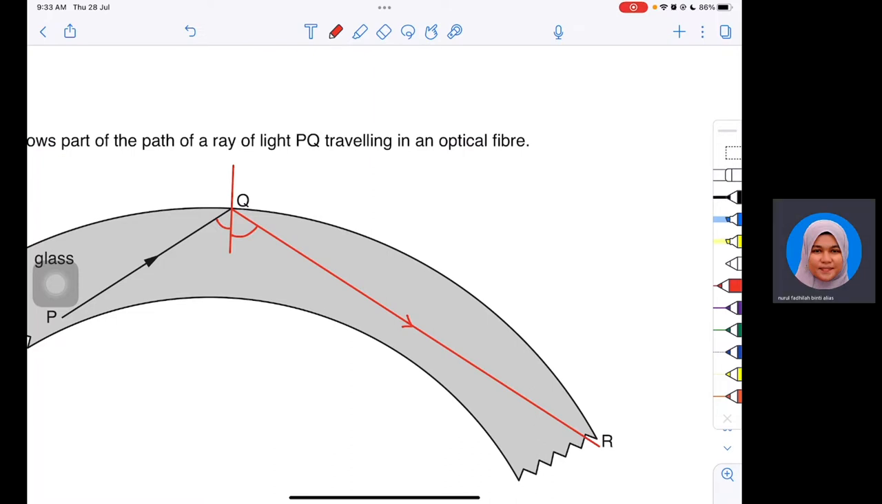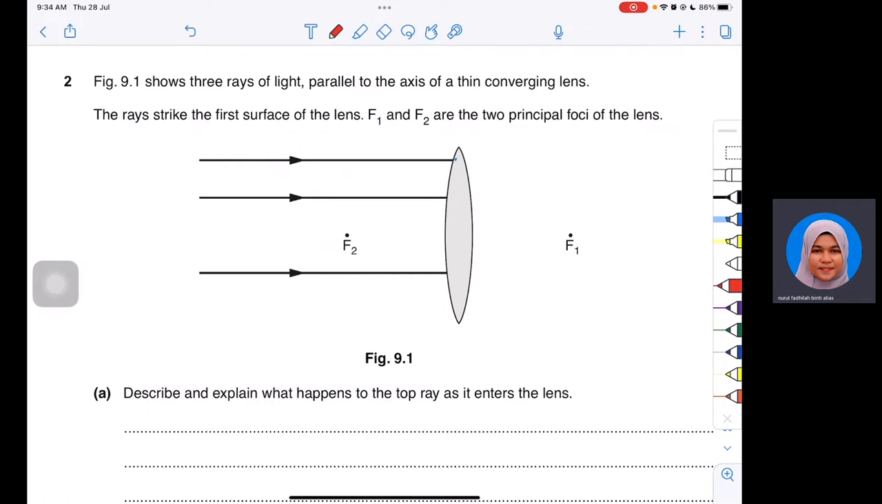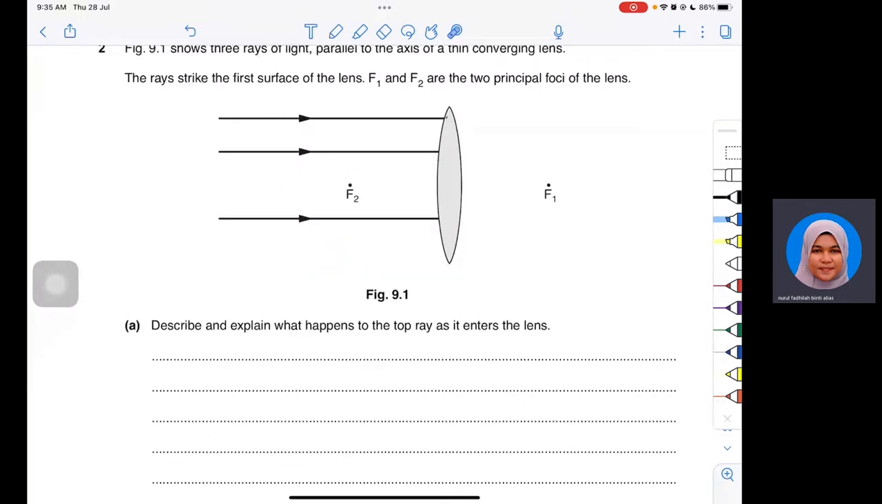Figure 9.1 shows 3 rays of light parallel to the axis of a thin converging lens. So now we are moving towards refraction of light, but specifically thin lens. We look at the thin lens topic. The rays strike the first surface of the lens. F1 and F2 are the two principal foci of the lens. Describe and explain what happens to the top ray. The top ray, this one. So this one you have to explain. 3 marks for explanation. So what are you going to explain?